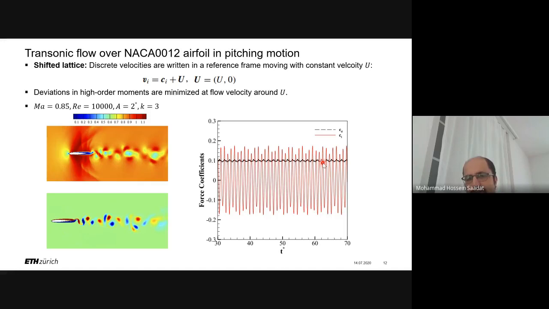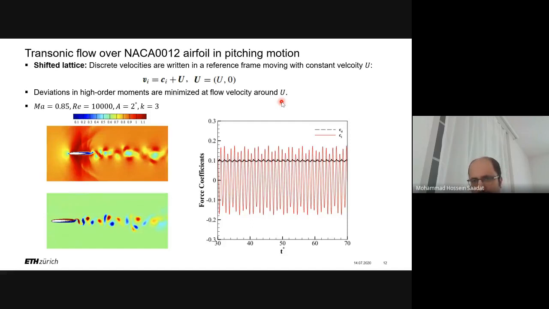That means that if we have supersonic flows, then the deviations in the higher order moments become large, and that makes the simulation unstable. So in order to increase the operating range of this model, we decided to use the concept of shifted lattice, meaning that we write the discrete velocities in a reference frame, which is moving with a constant velocity u hat. By doing this, the deviations in higher order moments will be minimized whenever the flow velocity is around this capital U. And that means that the operating range of this model will also be shifted by this U.